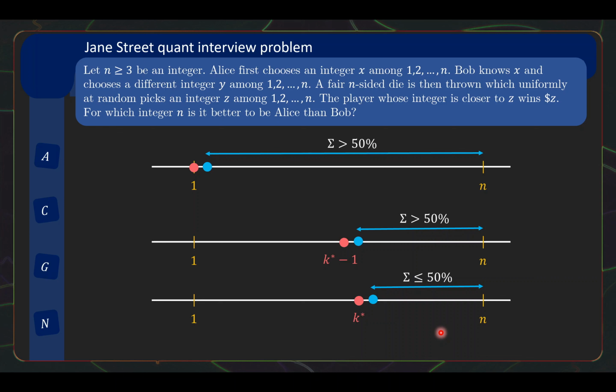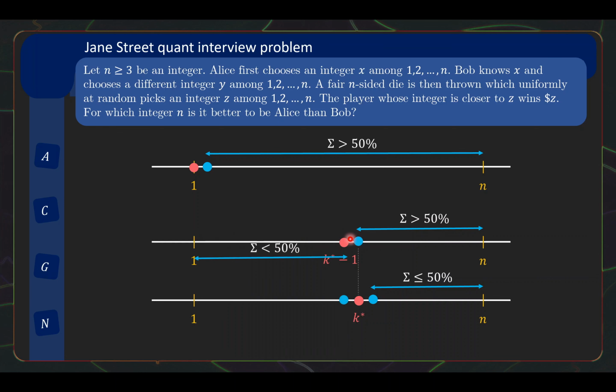Why is that so? Well, already to the right of k star, Bob is limited to less than or equal to 50%. How about to the left of k star? For this, let's look at the diagram over here. Because from k star to n, by assumption, it covers more than 50%, this blue part here, taking the complement, 1 to k star minus 1 is less than 50%, right? Because over here is more than 50%, so the other side is less than 50%.